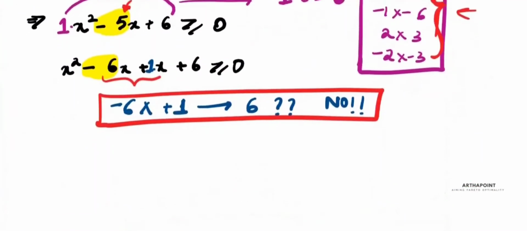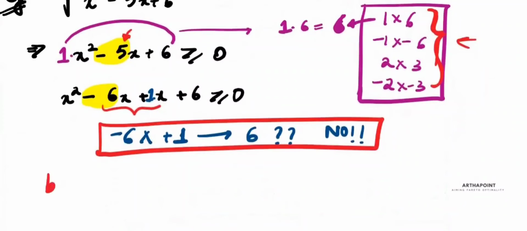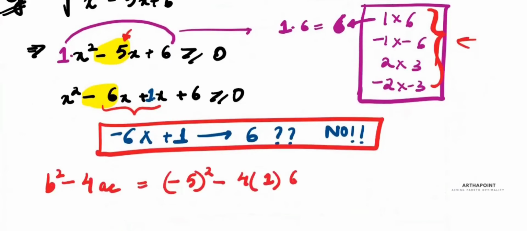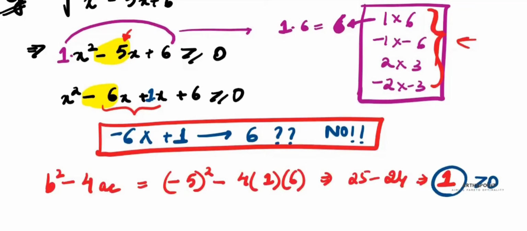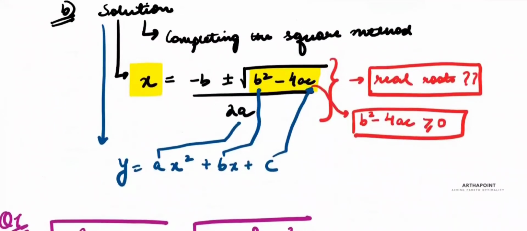b square minus 4ac. So if I find out b square minus 4ac, I will get minus 5 whole square minus 4 into 1 into 6. So I will get 25 minus 24, which is 1. So one thing that is clear to me in that case is that because this is positive, at least I am getting a positive solution out of here. I'm able to solve this.